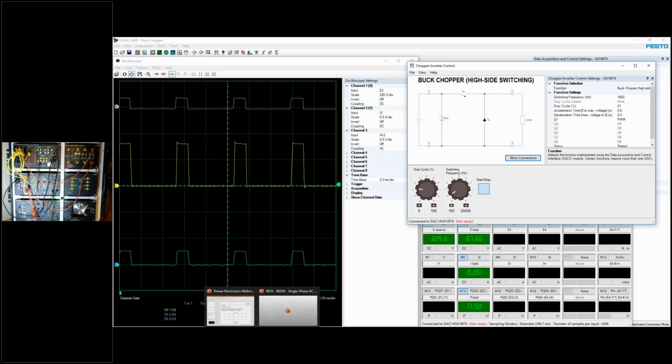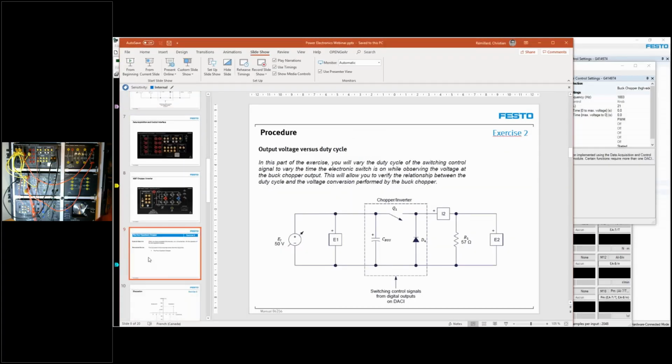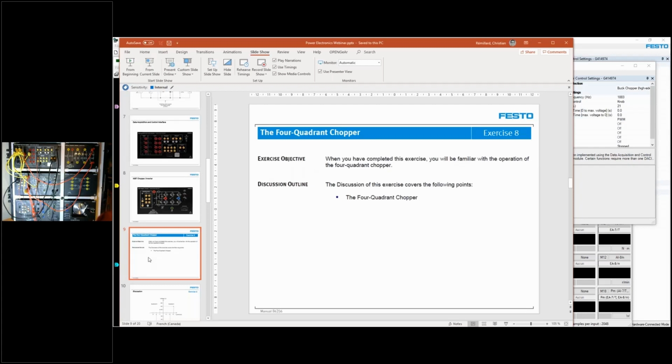So now we will move to the next part of the exercise. I will shut off the power here, and I will go back to the PowerPoint here for the next part of the exercise, where we will discuss the 4-quadrant chopper.